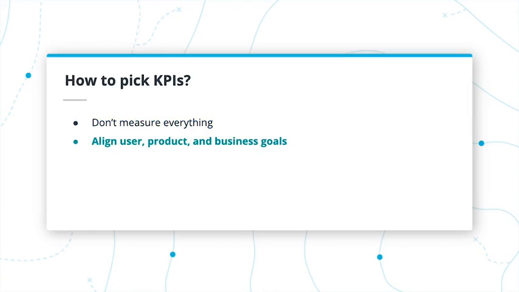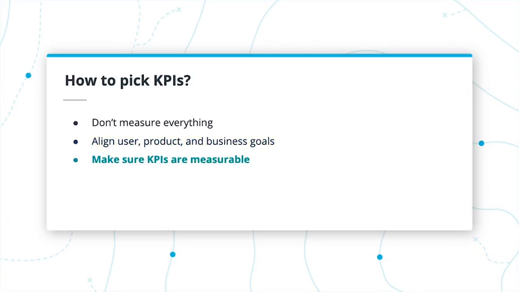The best KPIs capture user, product, and business goals. But it's also okay to have a few KPIs that touch on each of these. If one of your business goals is related to revenue, revenue will likely be one of your KPIs. User goals are related to the problem that your product is trying to solve, and product goals are generally related to the usage of your product, usually around engagement.